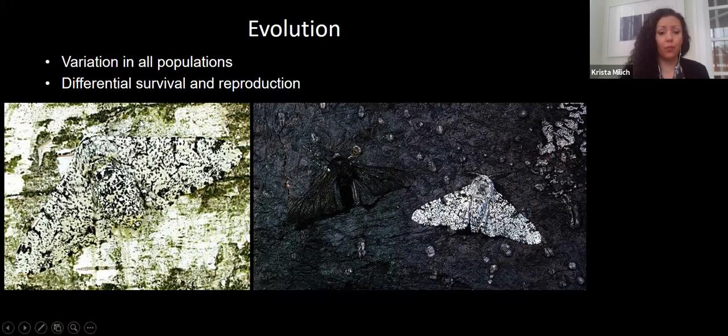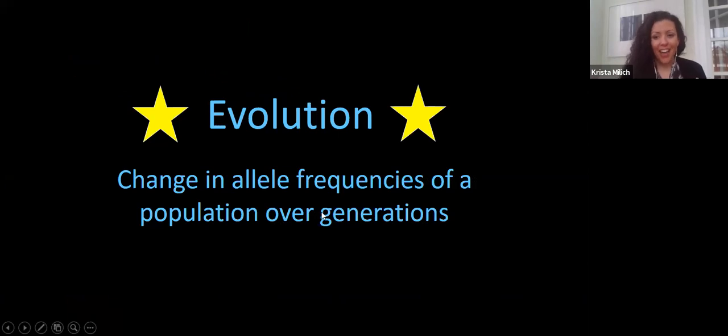In the example on the left, this light-colored moth would be well fit to this environment and be able to survive and reproduce in that environment. On the right, this white-colored moth stands out in this environment, so it is less likely to do well at surviving and reproducing. That, my friends, is evolution.